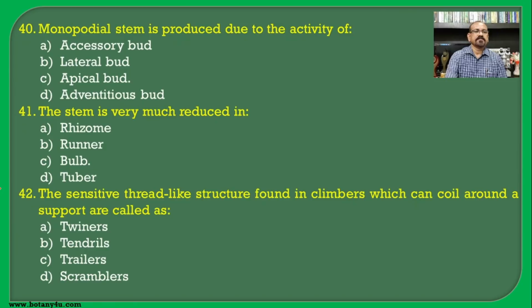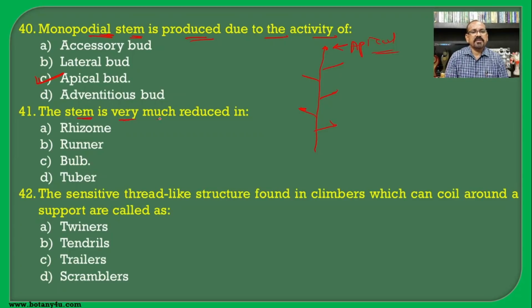Then monopodial stem is produced due to the activity of... if you see the development of the central stem, the single podium or stem, and the branches are developing from the lateral side. So this single stem is present because of the apical bud, and hence the apical bud is the correct answer for this question.